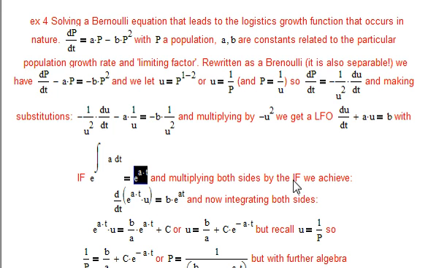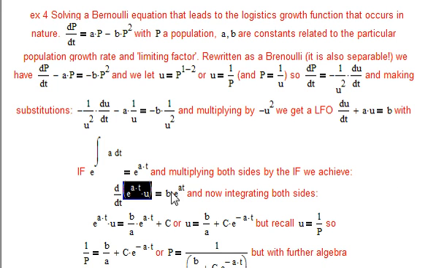We multiply both sides by the integrating factor e to the at. The left side would look like the derivative of e to the at times u. The right side is b times e to the at. Somehow it looks like beat, but it's not. It's b times e to the a times t. That should be.